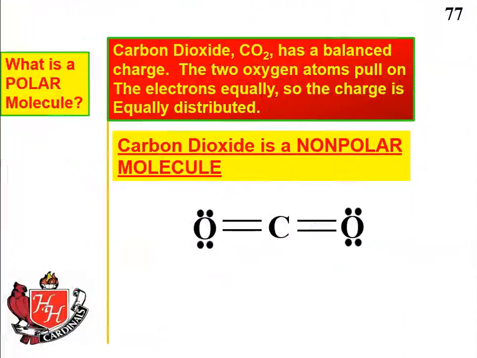Carbon dioxide, CO2, has a balanced charge. The two oxygen atoms, which of course have the same electronegativity as each other, pull on the electrons equally, so the charge is equally distributed. Remember that water was kind of a crooked molecule, a bent molecule, whereas carbon dioxide, you can see, is straight. And so those oxygens are pulling equally from both ends on the electrons, so the electron charge tends to be balanced in between over the entire molecule. And so carbon dioxide is a nonpolar molecule. It does not have a positive end and a negative end.